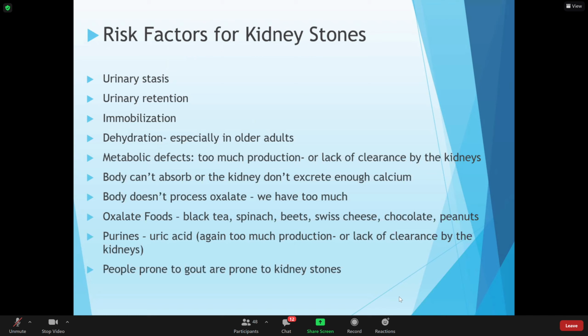People that have gout, uric acid level goes up, crystals form, and they have symptoms of gout. And we'll talk about what those symptoms are. So again, just put these things together. People prone to gout are also prone to kidney stones.